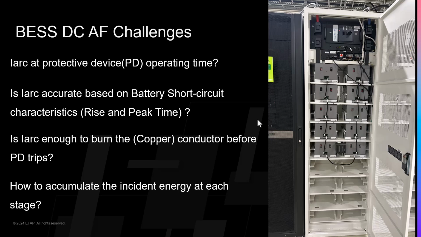Is the IARC accurate based on the battery short circuit characteristics, including the rise time and the peak time? Or is the IARC, or the arc current, enough to burn the copper conductors before the protective device trips? What if you have a fuse or current protective devices that are operating in a current limiting action? What is the magnitude of the current? Is that current used to determine the energy?